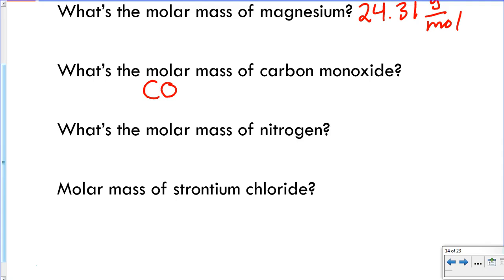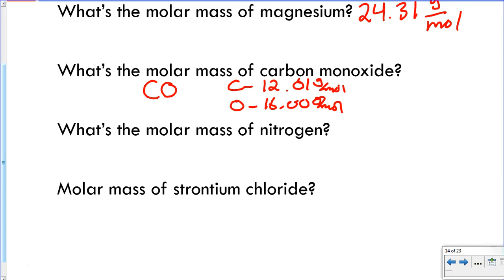Carbon, one oxygen. Okay, now we have to look at our periodic table, and we take a look at what carbon has. It's 12.01 grams per mole, and oxygen is 16.00 grams per mole. Now, how many carbons do you have? Just one. How many oxygens do you have? Just one. So we don't need to multiply it.